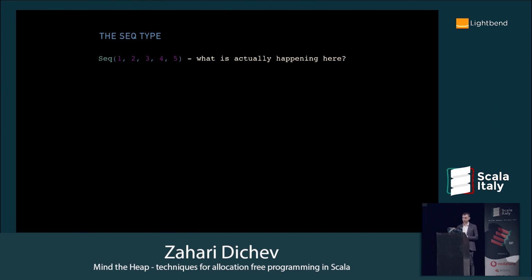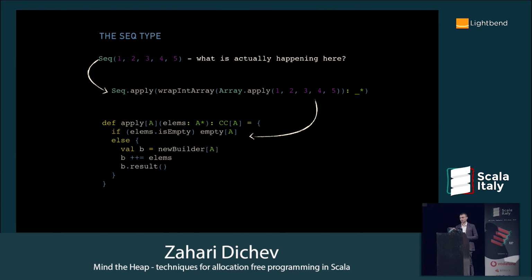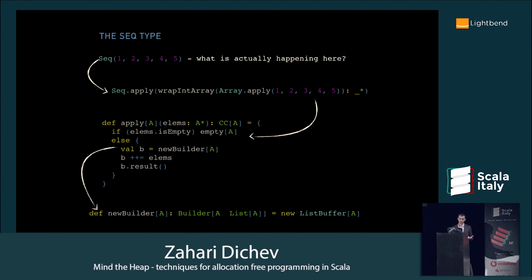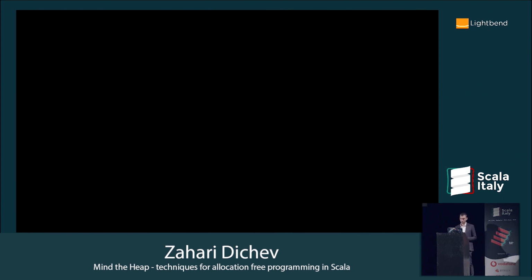But if you take a step back and look at what's happening, how is that actually happening? You realize that there is something like this. An array is created with these elements, it's wrapped in an int array, and then the Seq.apply method is called. And if you look at the apply method, it looks like this. It does a bit of checks, constructs a new builder, then appends these elements to the builder, and then the list is constructed. And this new builder is really a list buffer, and that's a mutable data structure.